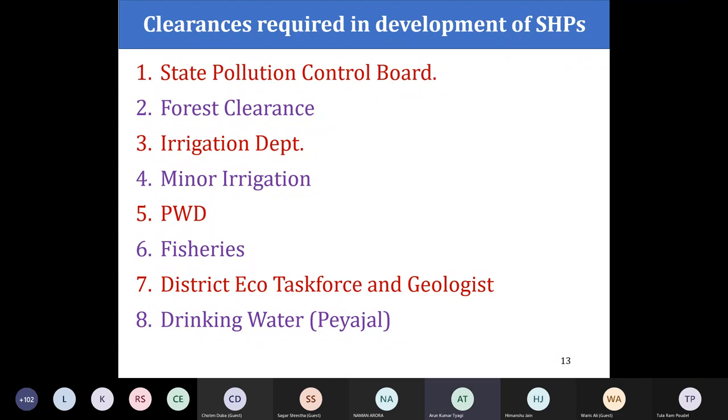If any eco task force is working in that area, you have to take permission from that eco task force to construct small, mini or micro hydel projects in that area. If there are villagers using the water for drinking purposes, you have to take permission from the drinking water departments.